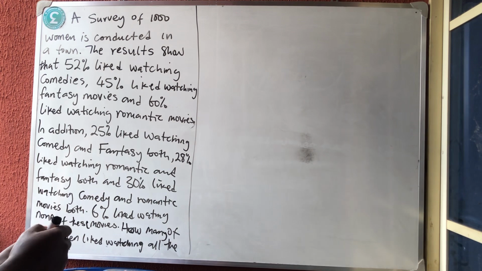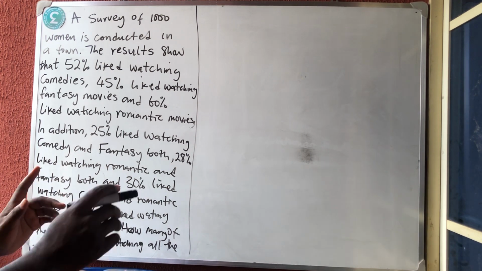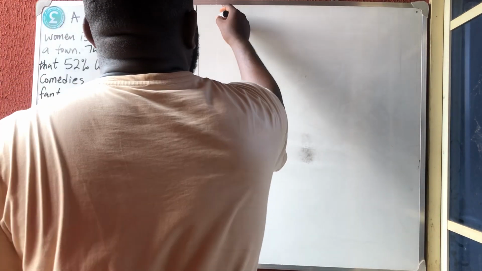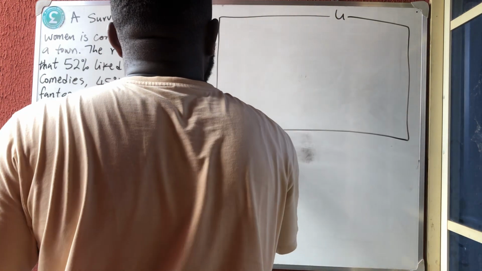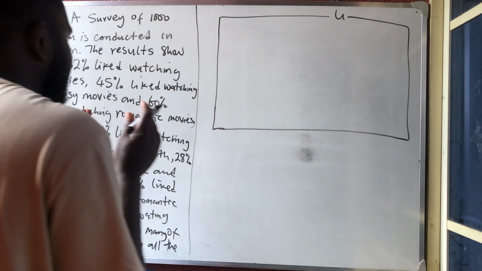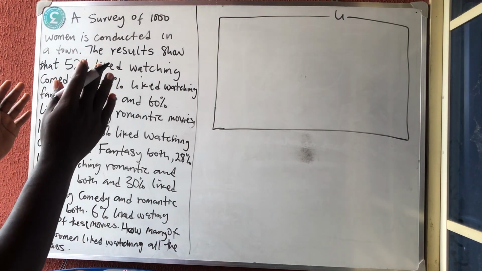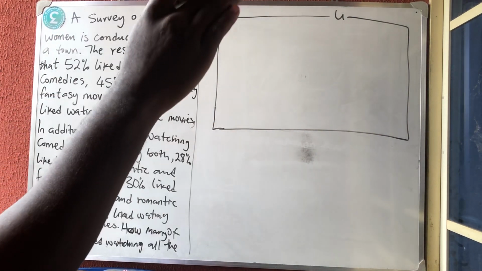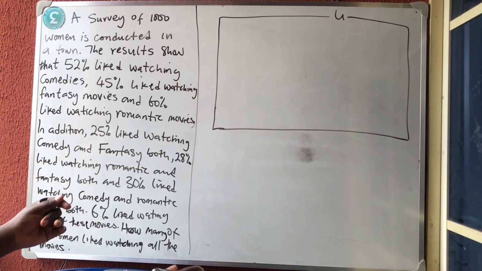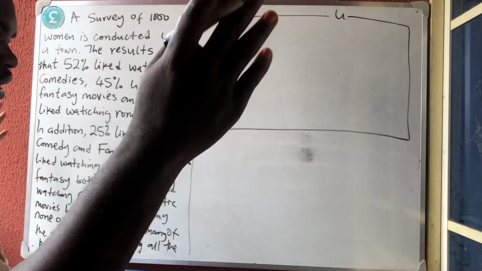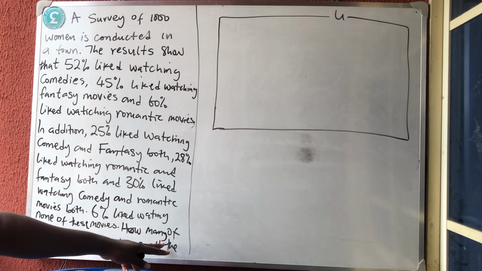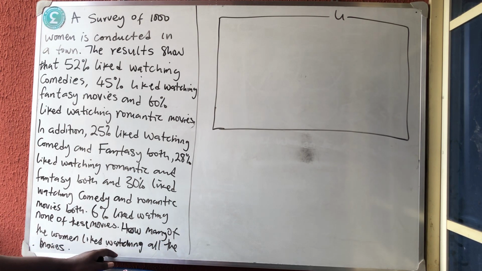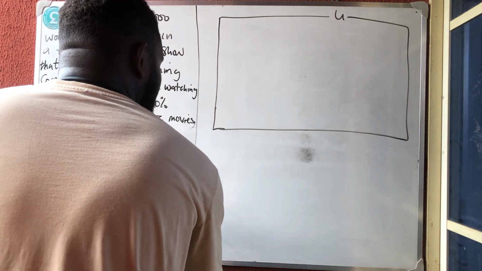The question is: how many of the women liked watching all the movies? In drawing the Venn diagram of three components, you must start from those that did the three of them first before you go to those that did the two, then one. If there are 5 components, you start from 5, 4, 3, 2, and 1. Since they did not give us the number of people that like watching all, we are asked to find this.